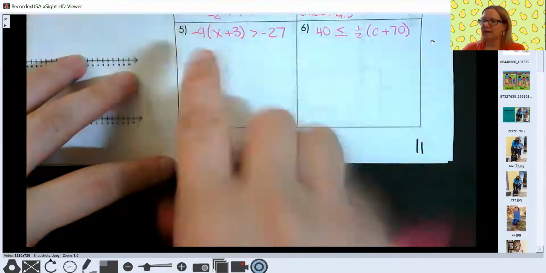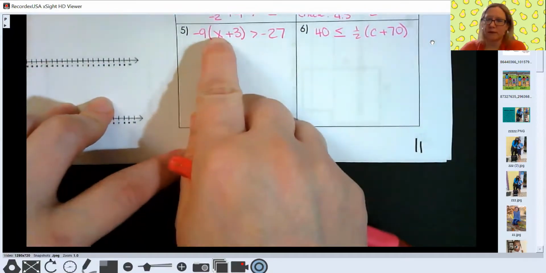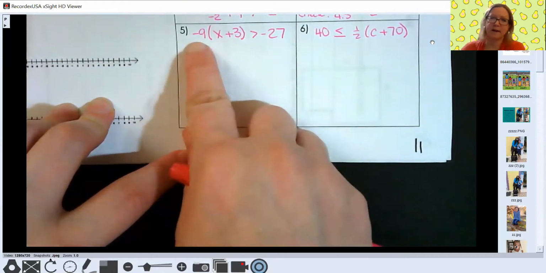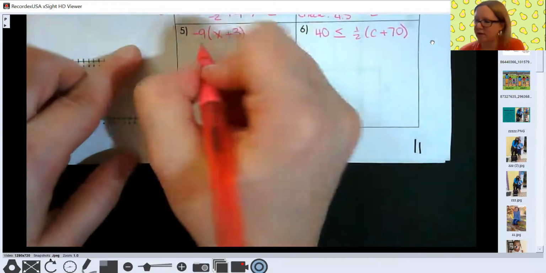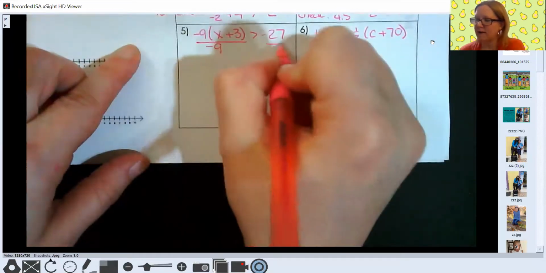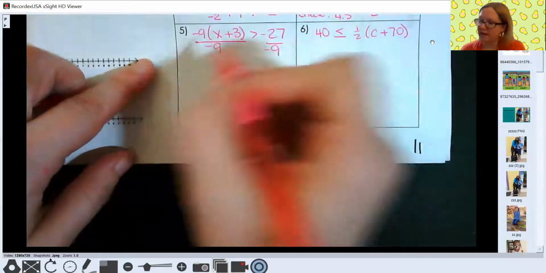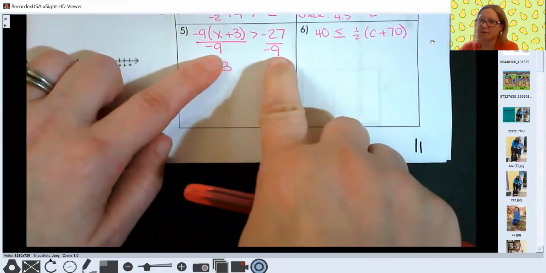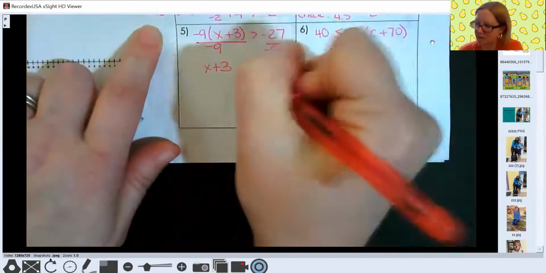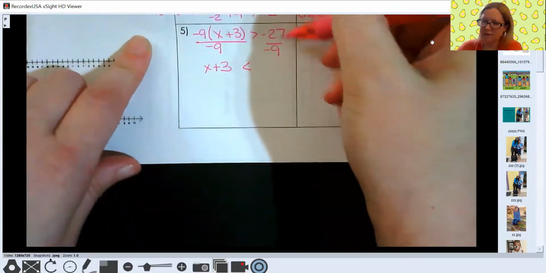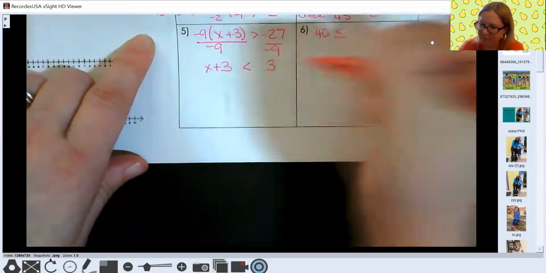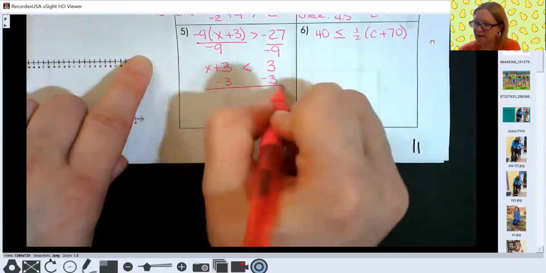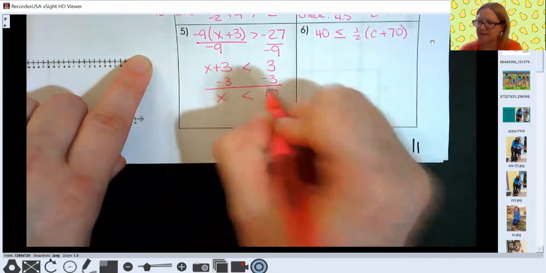So what I would do first, again, you get rid of what is farthest from the variable. Well, the 3 is inside the parentheses with the variable. So the farthest value is the -9. Since that indicates multiplication, we're going to divide both sides by -9. That gives me x plus 3. And since I divided both sides by a negative, I have to reverse that symbol. So it's going to become less than. Now -27 divided by -9 is +3. Now I'm going to subtract 3 on both sides, and that leaves x is less than 0.